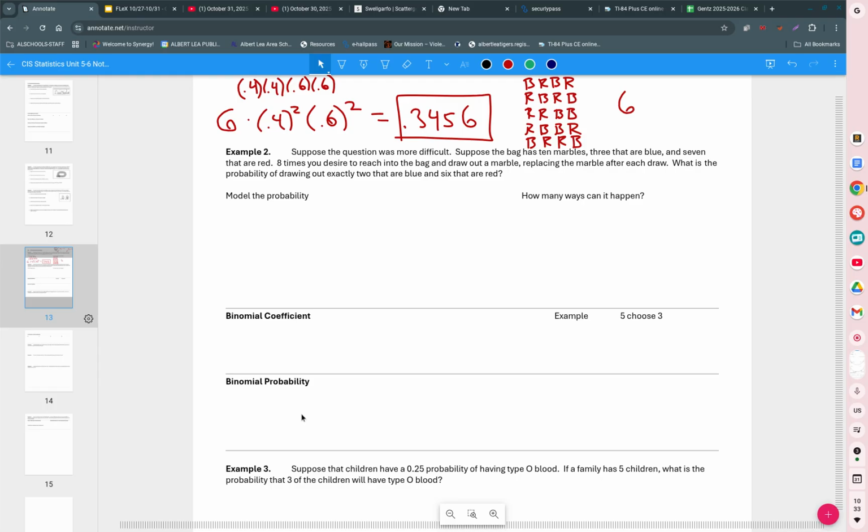Suppose that a bag has 10 marbles. There are 3 that are blue and 7 that are red. 8 times in a row, you desire to reach in the bag, draw out a marble, you then put it back. What's the probability of drawing out exactly 2 of the blue and 6 that are red? Talk to the person next to you. What is the probability of drawing out a blue? What's the probability of drawing out a red? Go.